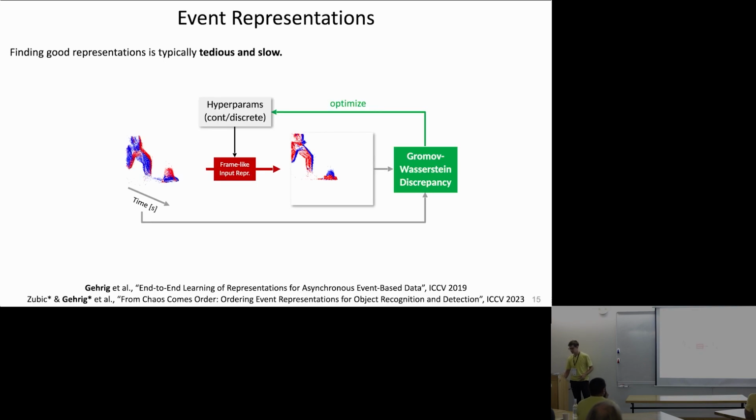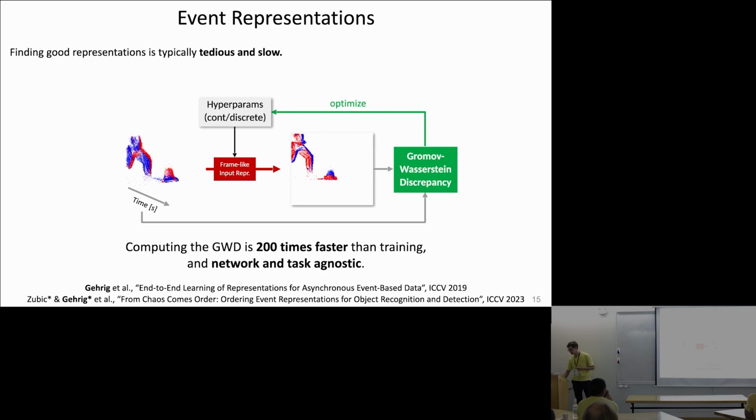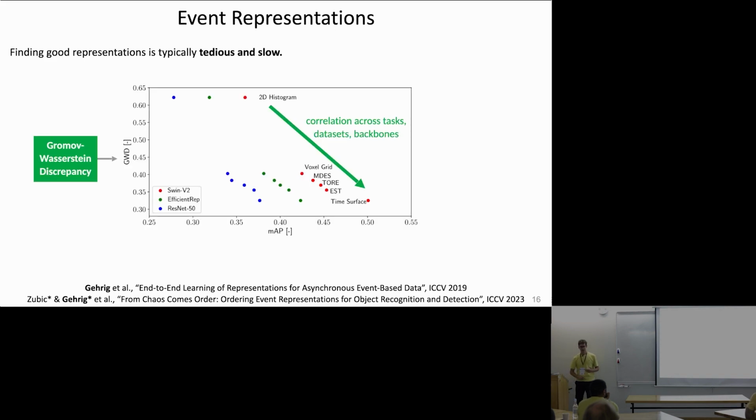So instead, you could imagine now measuring the information loss between raw events and these dense representations with this thing called the Gromov-Wasserstein distance discrepancy. And what's nice about this setup is that it's much, much faster to compute. And also it's network and task agnostic, so it's much more general than having to define a network and a task to actually evaluate your representation. Another thing that is amazing is that this information perfectly correlates with the performance of a neural network trained on this specific representation.